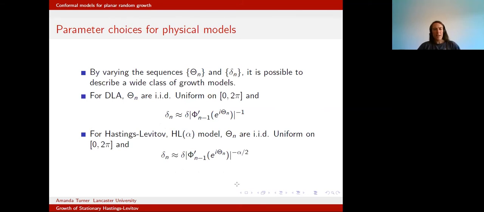And so as mathematicians, what we hope is, well, if we can understand the alpha equals 0 case, and we have a way of interpolating between the simple case and the model that we're really interested in, maybe we can push along this interpolation and start to understand the physical model. Okay, so that's the description of the family of models that Hastings and Levitov proposed.